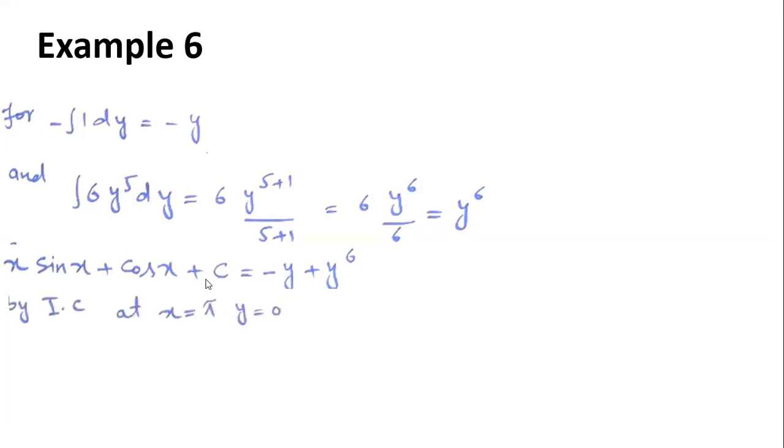So here again, I have this constant of integration c. To find its value, I will go back to my initial conditions. At x is equal to pi, we have y is equal to 0. So if we put this, we have pi times sin pi plus cos pi plus c is equal to 0. When you simplify it, you will obtain that sin pi is equal to 0, cos pi is equal to minus 1. So here we have minus 1 plus c is equal to 0, and that will give you c is equal to 1. So now we have found the value of this constant c, that is 1.